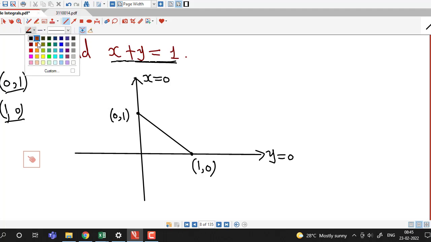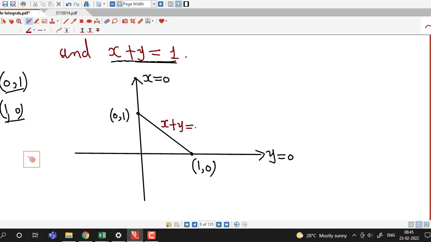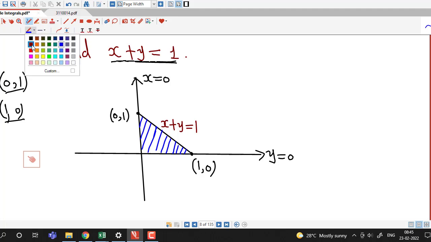So this is the region bounded by x equal to 0, y equal to 0, and the line x plus y equal to 1. This is the region of integration which is given. We denote this region by R, but we are not integrating over this region. We are going to apply the substitution in double integrals, and we will see what the image of this region is under that substitution.